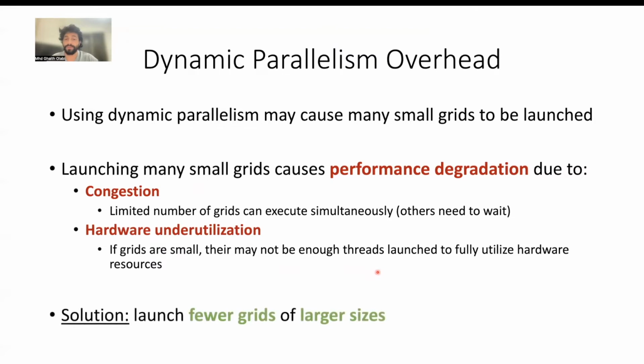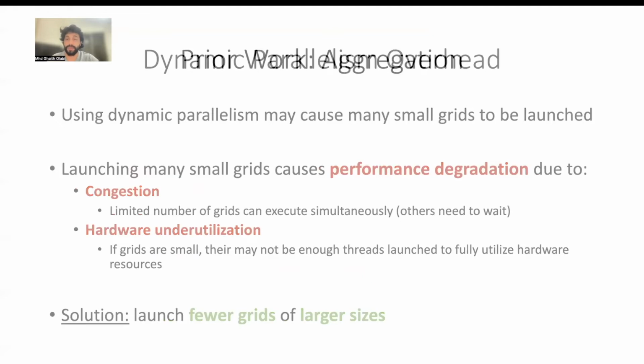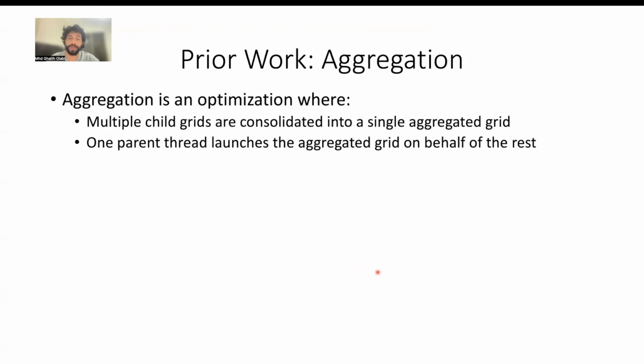The solution to this problem is launching fewer grids of larger sizes. One optimization that is done by prior work is called aggregation. Aggregation is an optimization whereby multiple child grids are consolidated into a single aggregated grid, and one parent thread launches the aggregated grid on behalf of the rest.